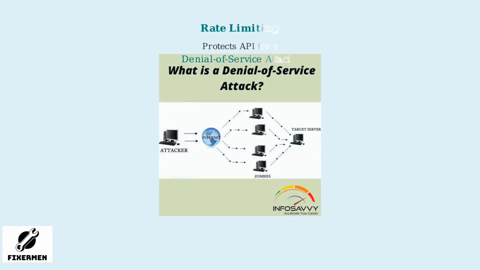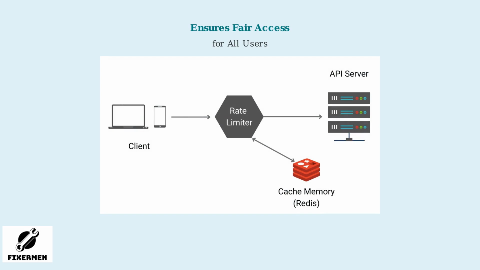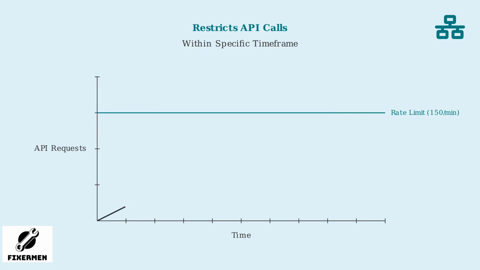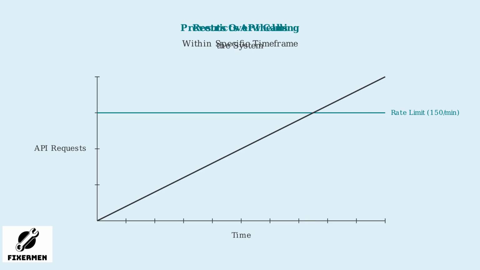One of the primary threats rate limiting addresses is denial of service attacks, where malicious actors flood a server with excessive requests to overwhelm and disrupt service. Rate limiting ensures fair access by implementing a system architecture that monitors and controls the flow of requests to the API server. Rate limiting restricts the number of API calls any user can make within a specific time frame, typically measured in requests per minute. This prevents any single user or automated bot from overwhelming the system with too many requests at once.